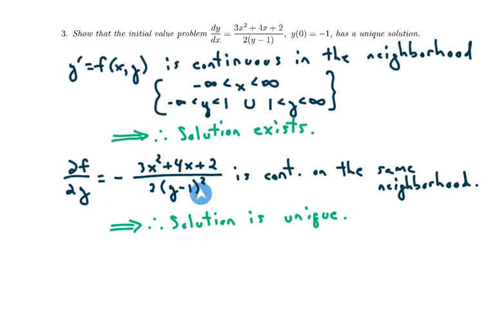Notice that this is continuous on the exact same neighborhood. It doesn't have to be, but it is in this example. So for any x and for y not 1, we are going to have a continuous partial derivative with respect to y. So you can find a neighborhood for which both of these are continuous, and that means the solution also exists and is unique.